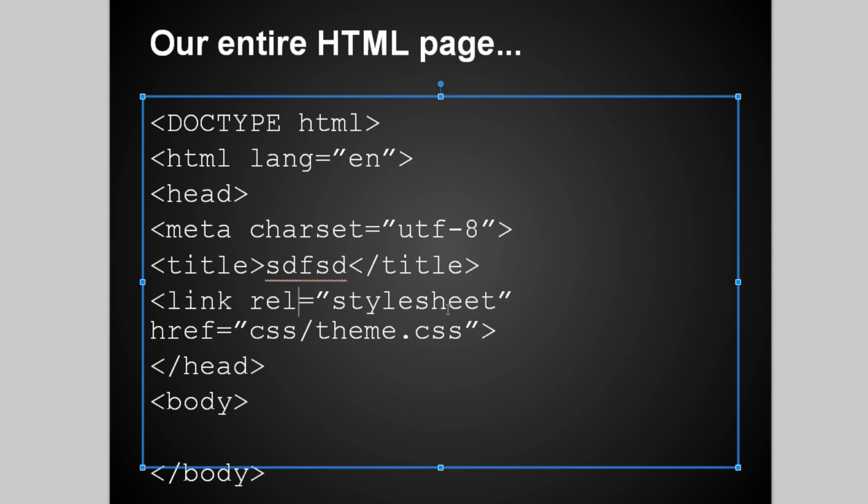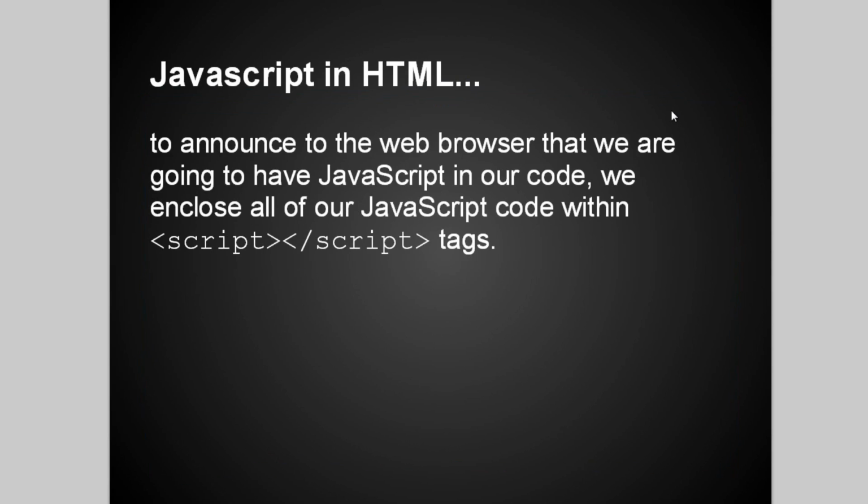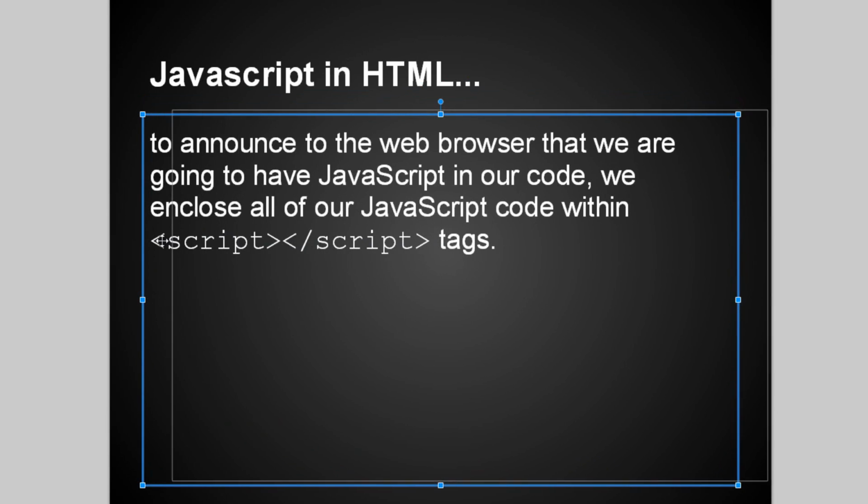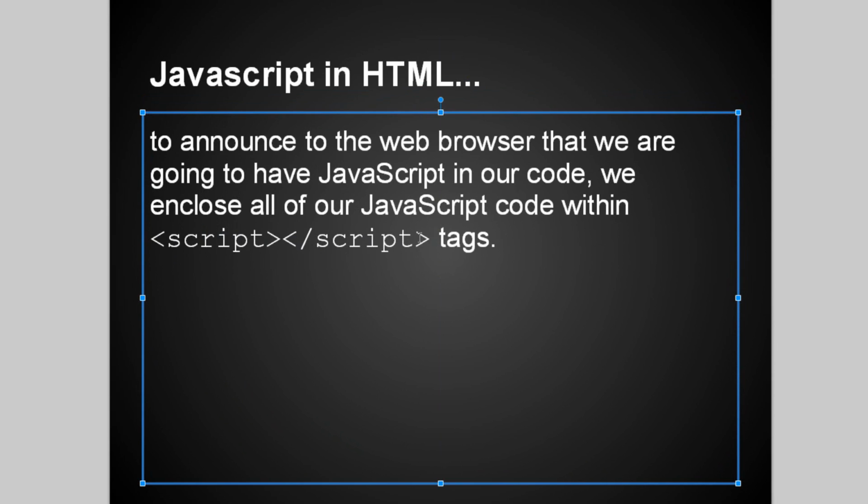Then we link to a style sheet, which we're not really going to do that much yet, but if you need to link to a style sheet, this is what it would look like. And then we end the head, and then we have the body. Our HTML goes here. To announce to the web browser that we're going to have JavaScript in our code, we enclose all of our JavaScript code within script tags. So this is what script tags look like.